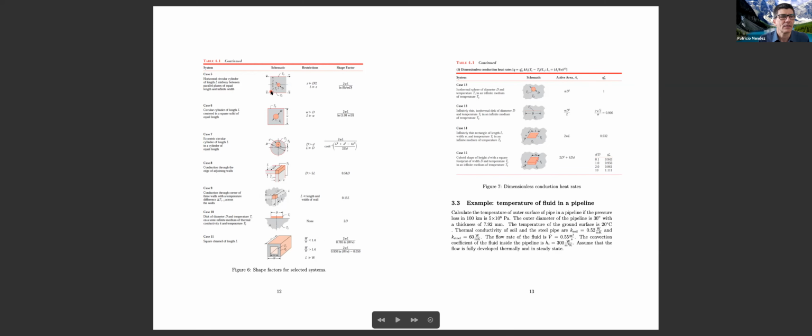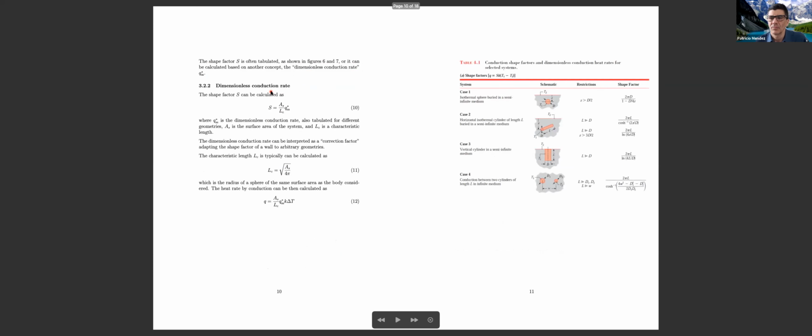Okay, let's see. Here we go. Isothermal cylinder of length L buried in a semi-infinite medium. We're going to assume that the Earth is a semi-infinite medium, and here we have our cylinder of length L that, between pumping stations, was 100 kilometers.